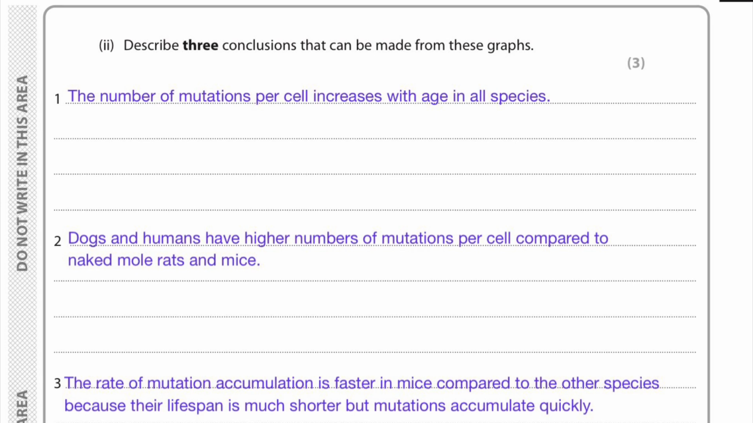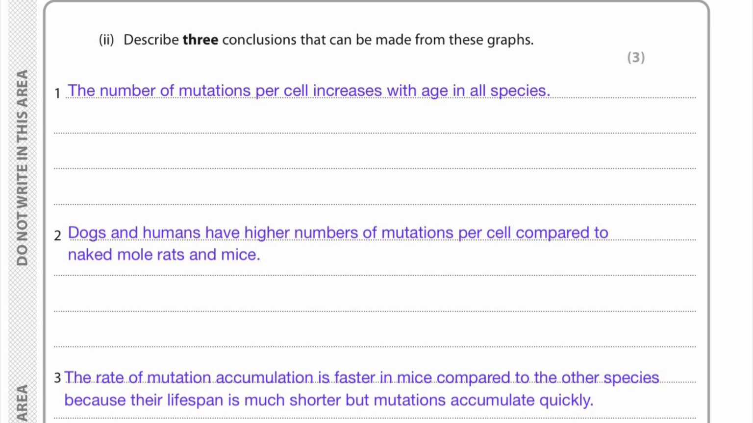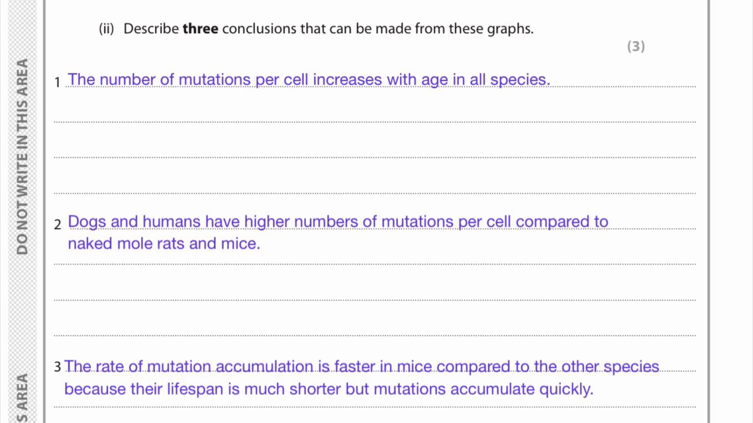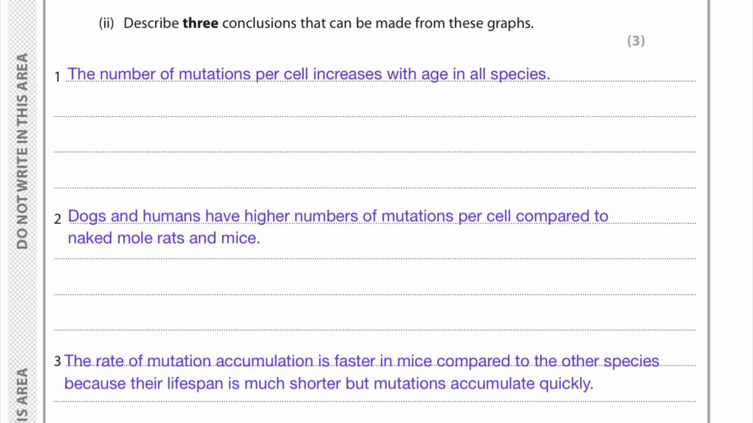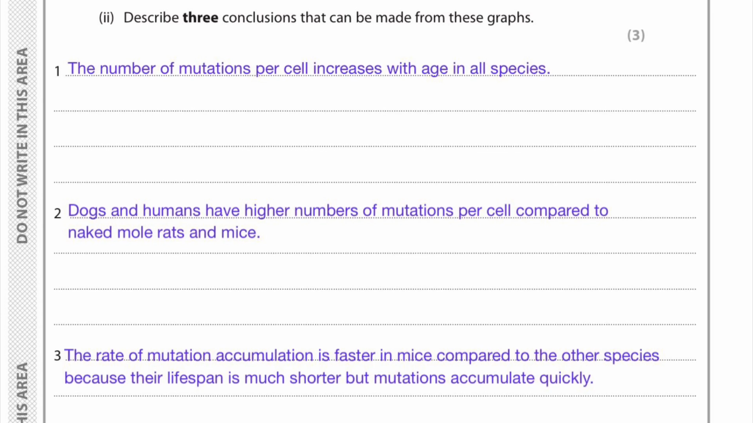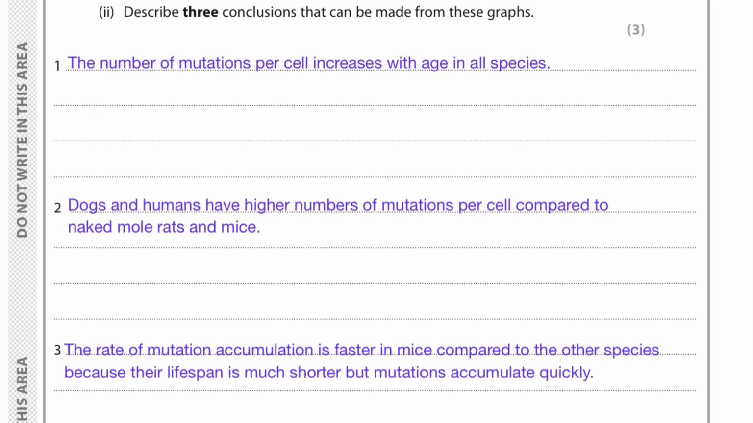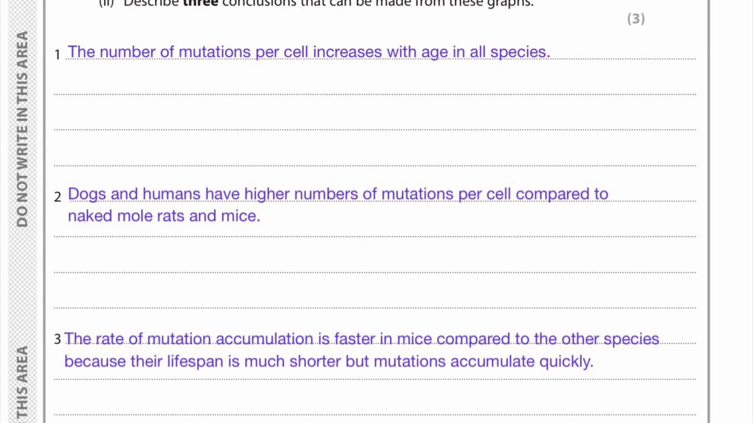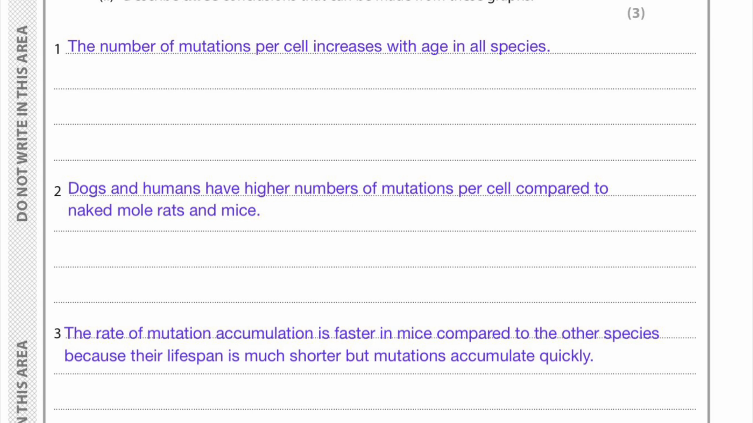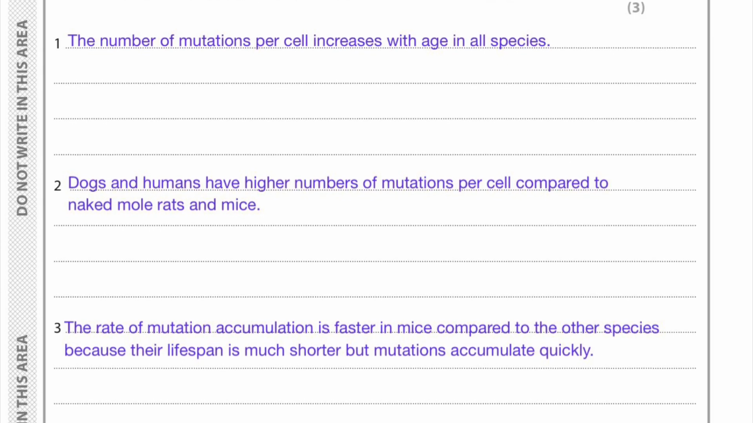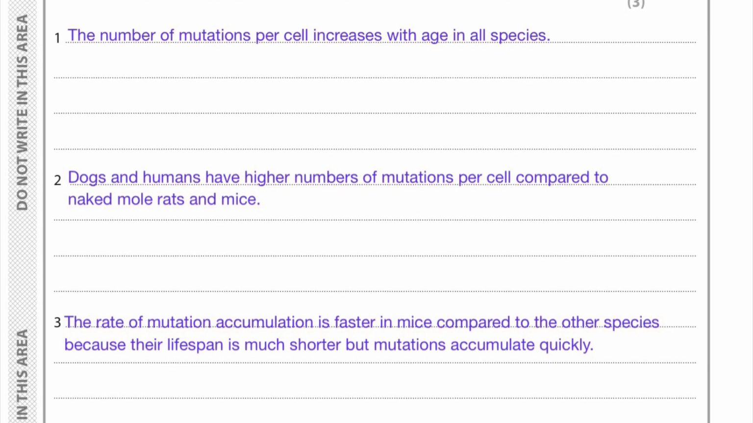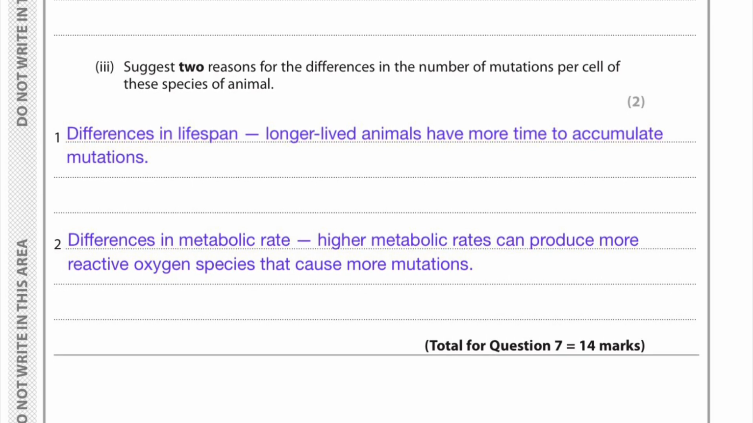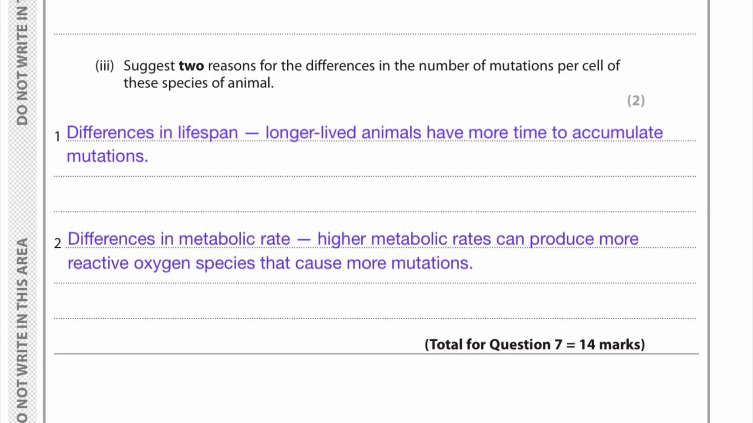Then they say, describe 3 conclusions that can be made from these graphs. This part wants us to pull out patterns from the graphs, so I said, the number of mutations per cell increases with age in all species. Dogs and humans have higher numbers of mutations per cell compared to naked mole rats and mice. The rate of mutation accumulation is faster in mice compared to the other species because their lifespan is much shorter, but mutations accumulate quickly. Next, they say, suggest 2 reasons for the differences in the number of mutations per cell of these species of animal.